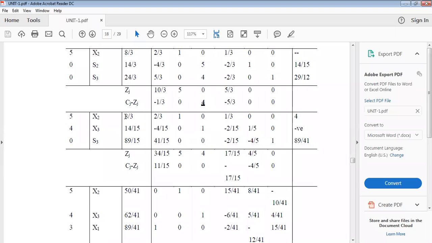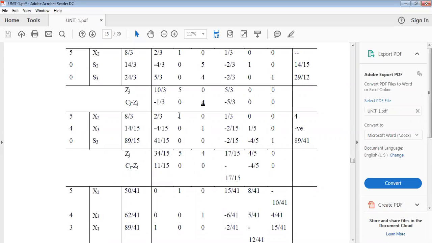So now you go for this 5 into 2 by 3, plus 4 into minus 4 by 15. For every row, it has to be multiplied by 5, 4, 0. So 5 into 2 by 3, 4 into minus 4 by 15, 0 into 41 by 15. If you calculate, you will get 34 by 15.